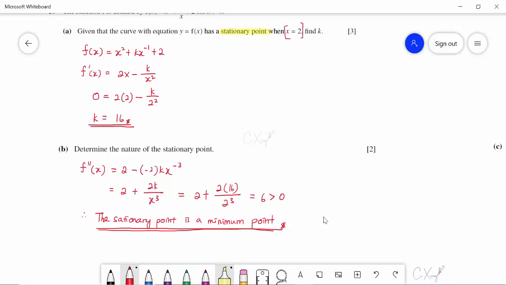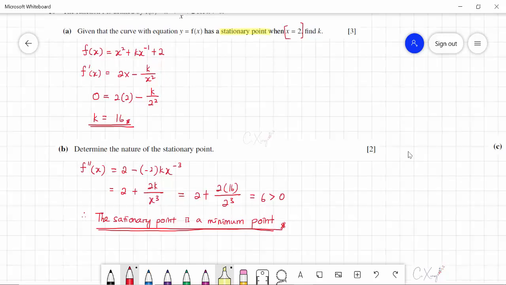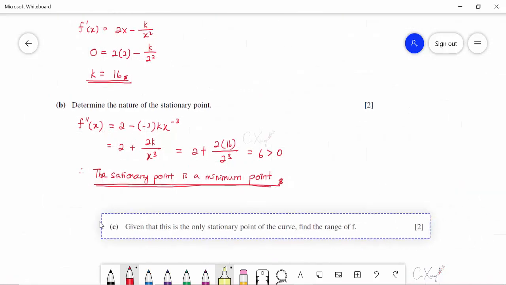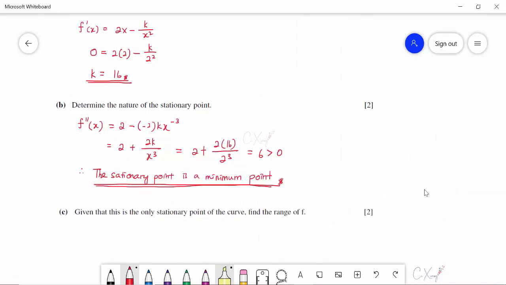Okay, so this is what we have for part B. And after that, if you go for part number C, they are saying that the only stationary point, the point that we found just now, is the only stationary point of the curve, and they want you to find the range of f. Our original function is actually a combination of x squared and 16 over x plus 2.